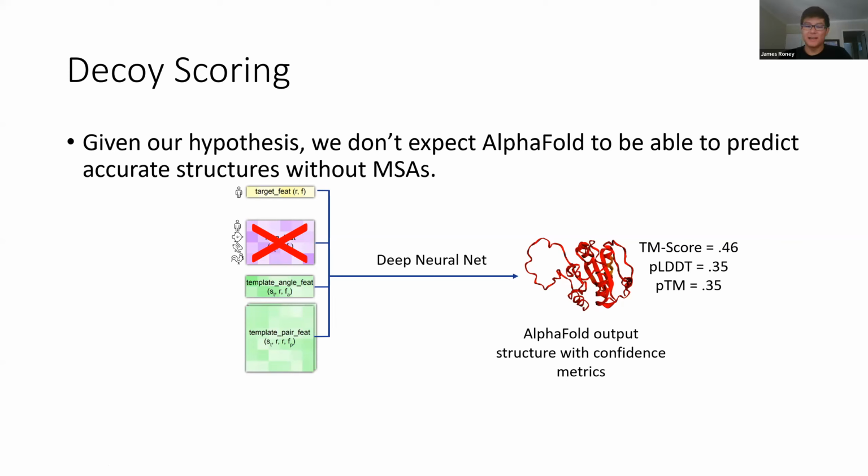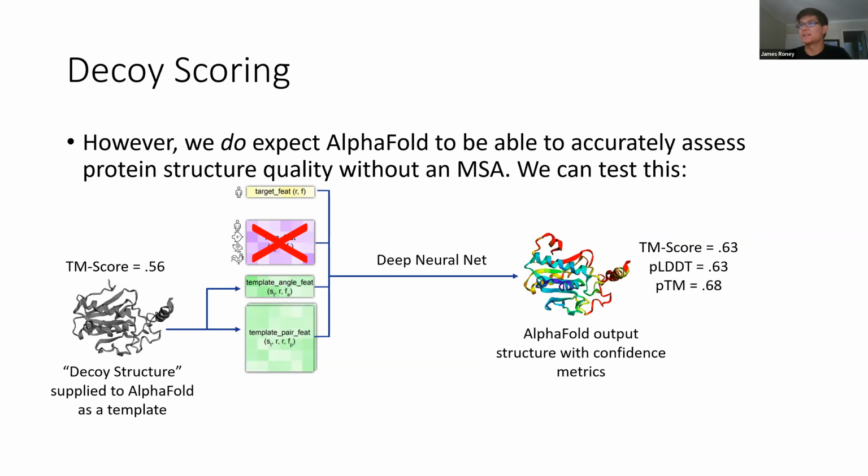However, if AlphaFold has an internal potential function that's able to discriminate good candidate structures from bad candidate structures, then we do expect that AlphaFold should be able to correctly assess protein structure quality without needing an MSA. And we can actually test that by taking advantage of AlphaFold's template mechanism.